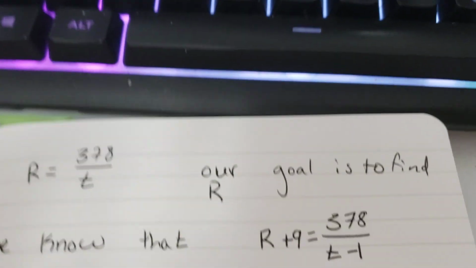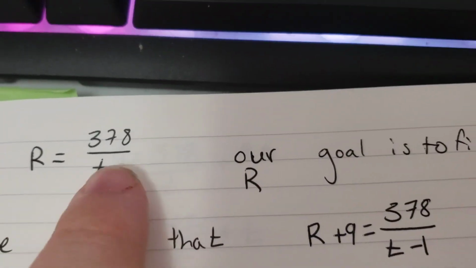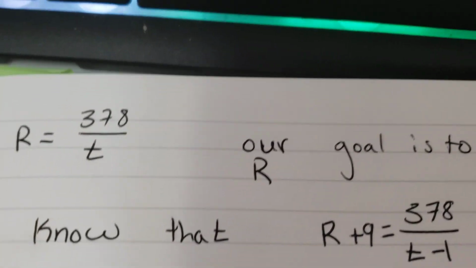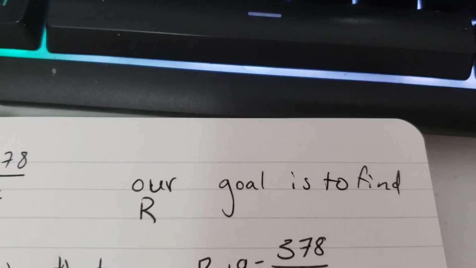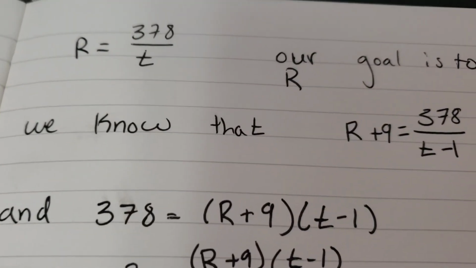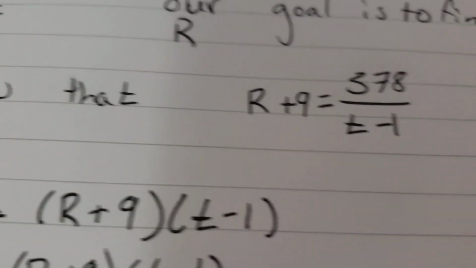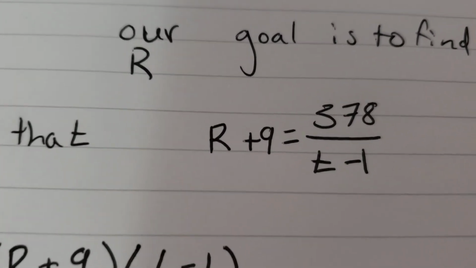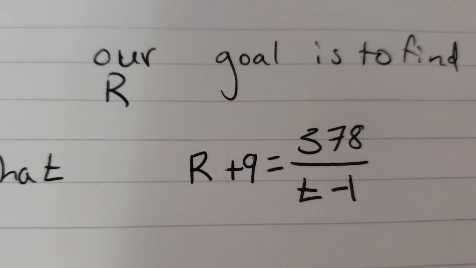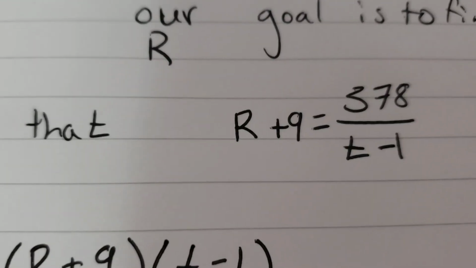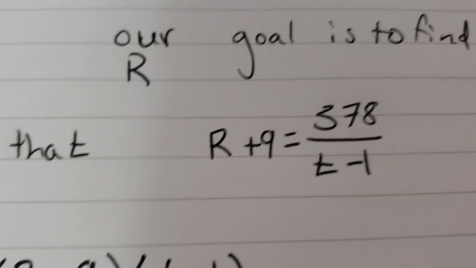Okay, so I started out by defining that rate equals 378 over time, because 378 is our distance, and rate equals distance over time. And since our goal is to find r, I also wanted to establish that we know the rate plus 9, because they're going 9 miles an hour faster, is equal to 378 over time minus 1, since we know it took 1 less hour.